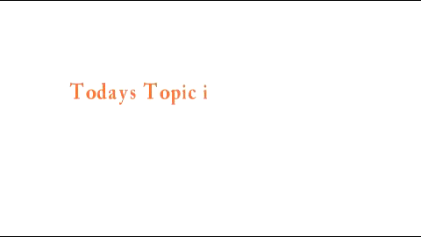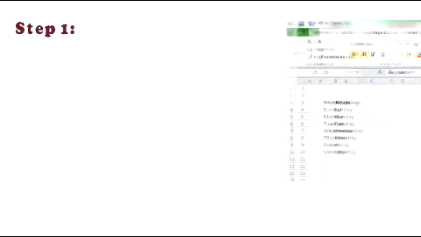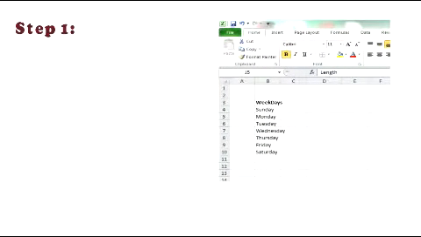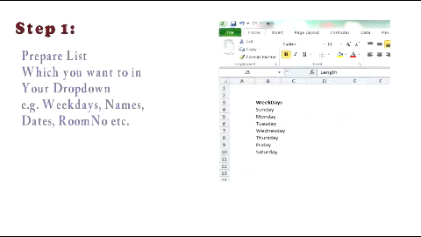Today's topic is how to create a drop-down button. Step 1. Prepare your list which you want in your drop-down, like weekdays, name, date, room number, length, volume, etc.